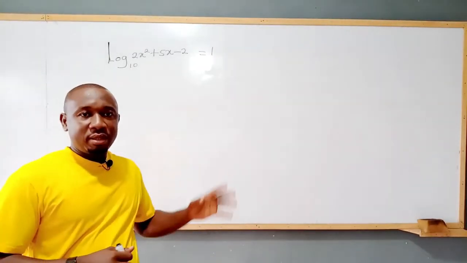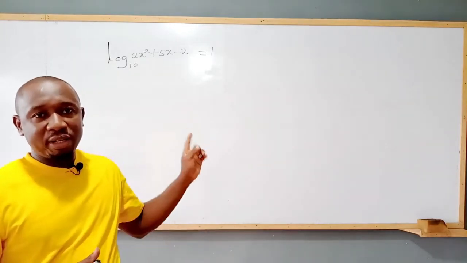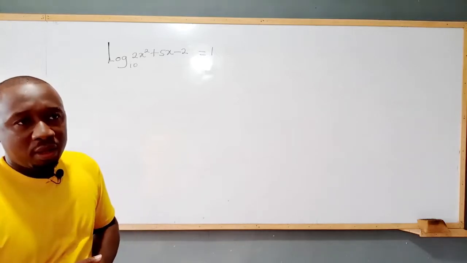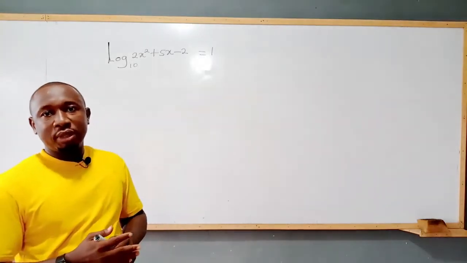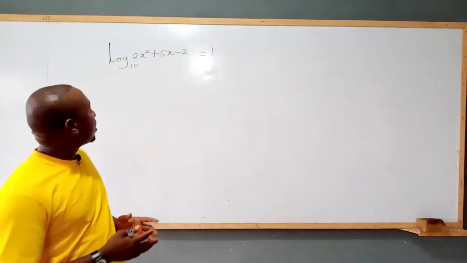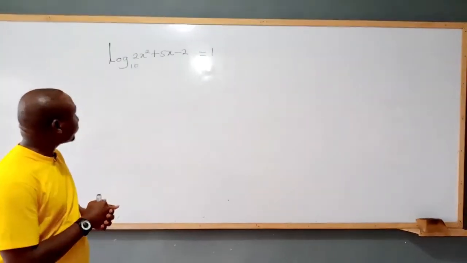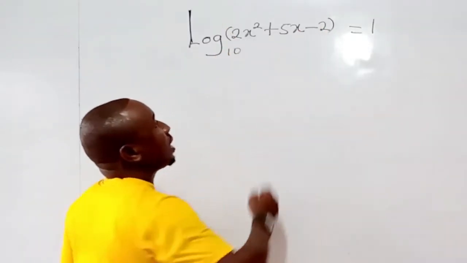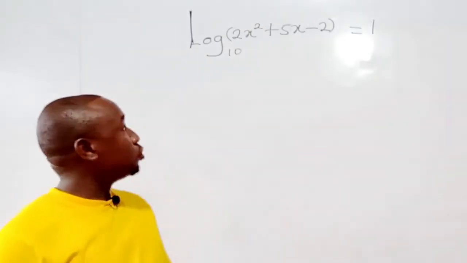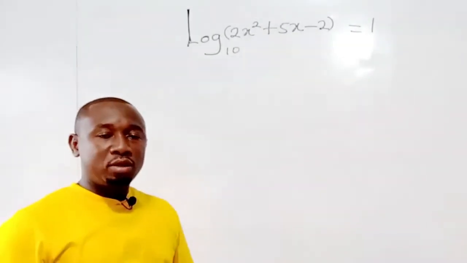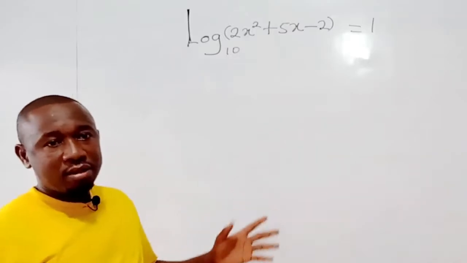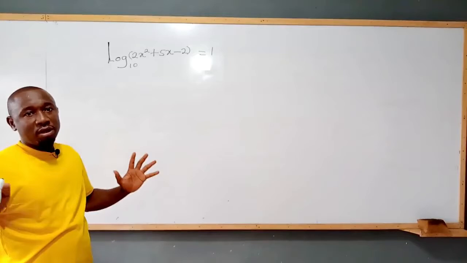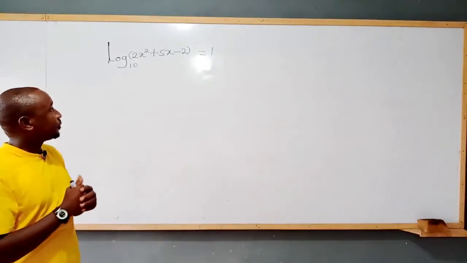The question actually wants us to find the values of x given this equation. So let's go to the board and go through the question and present the solution. We have log of 2x squared plus 5x minus 2 to the base 10 is equal to 1. And the question says that we should find the values of x. In fact, that is the demand of the question.